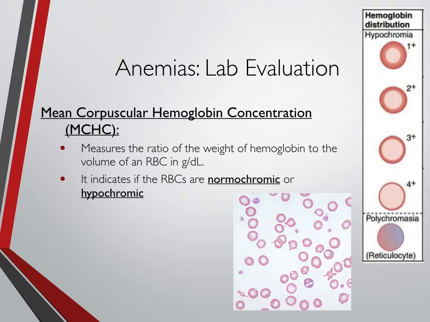So this is going to tell us color. So MCHC equates to color, whether our red blood cells are normochromic or hypochromic. And so here are a couple of examples here on the right of some hypochromic red blood cells. And so you would end up seeing that the MCHC for these cells would be low.